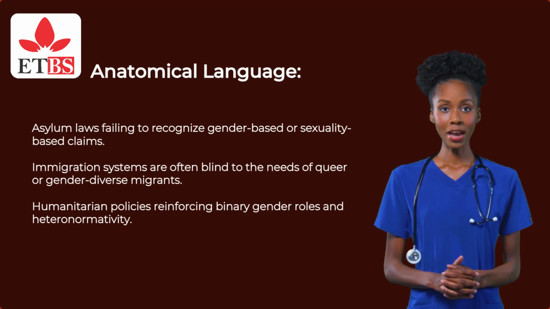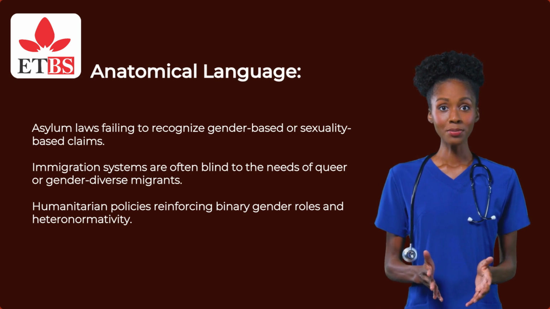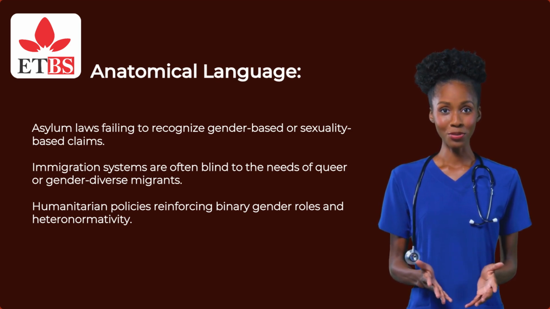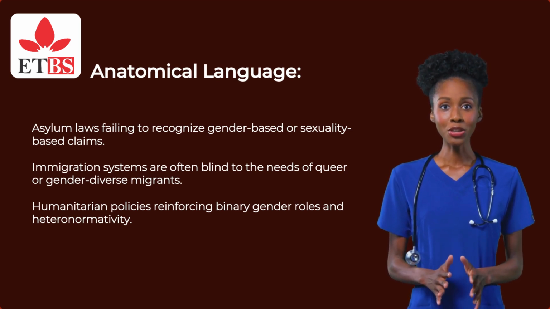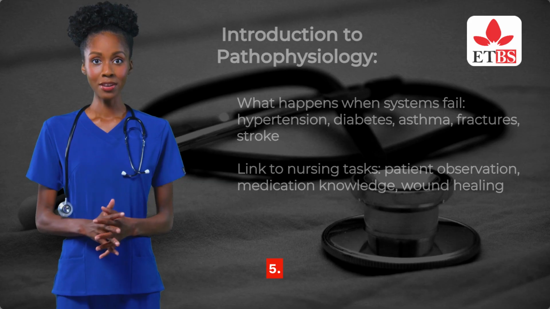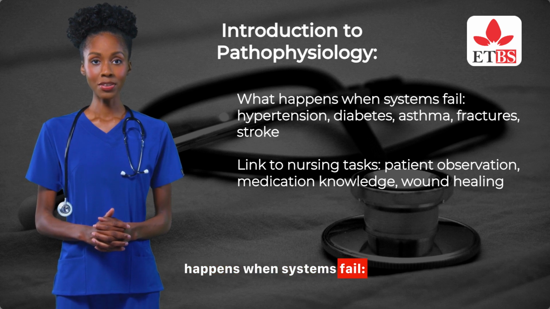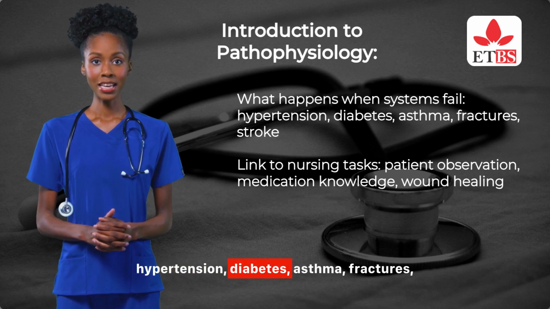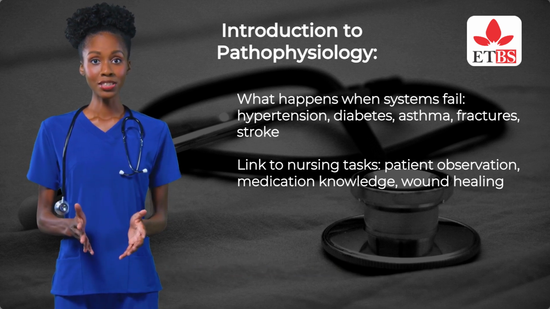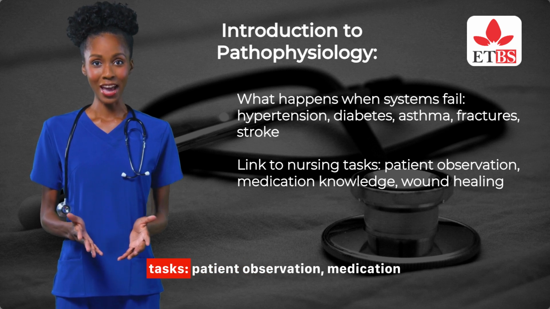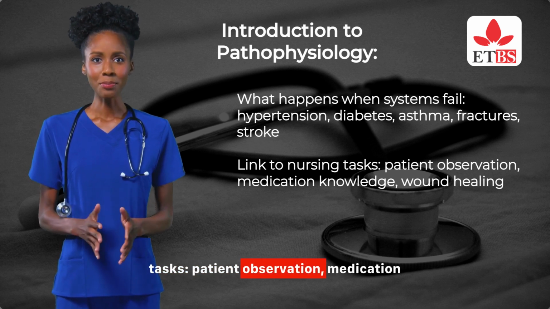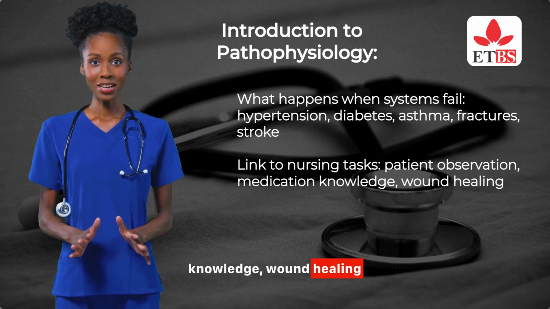4. Anatomical language: anatomical positions, supine, prone, directional terms, anterior, posterior, proximal, distal, planes of the body, sagittal, frontal, transverse. 5. Introduction to pathophysiology. What happens when systems fail? Hypertension, diabetes, asthma, fractures, stroke, linked to nursing tasks, patient observation, medication knowledge, wound healing.